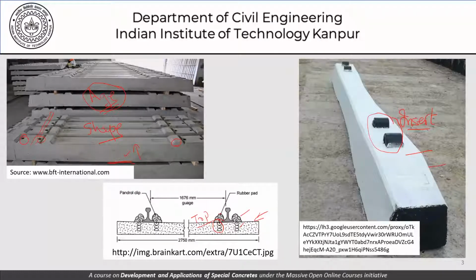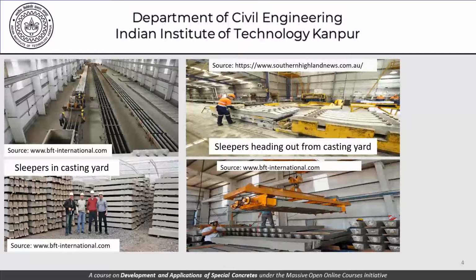Moving forward, this is a sleeper plant, with different sketches and photographs, and you can see that this is the sleeper bed, and we can see pre-stressing strands will be placed through these beds. These are long beds, and it's not one sleeper, there are several sleepers, and the pre-tensioning is carried out with the long strand, and then the concrete is cast and the individual sleepers are created by cutting up this long member that we have created.